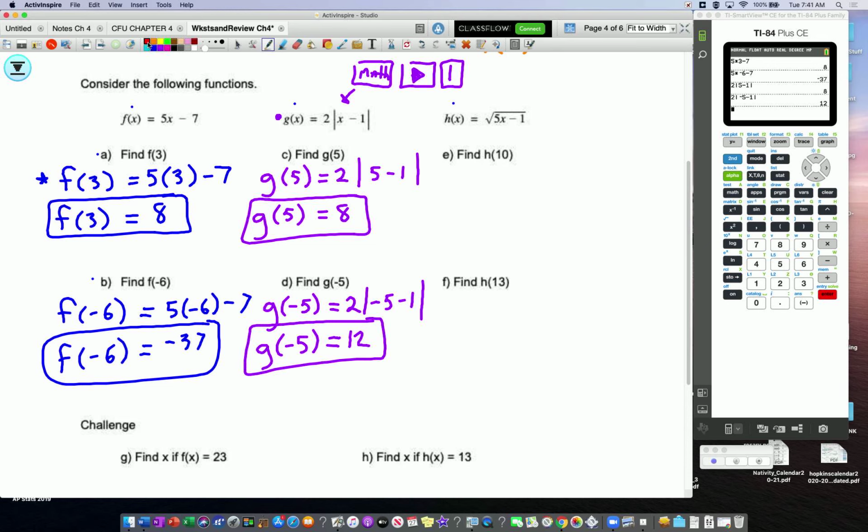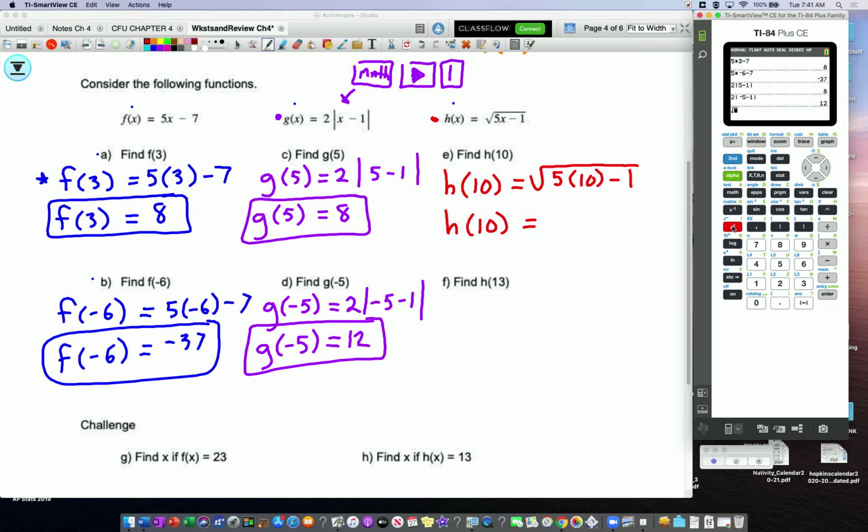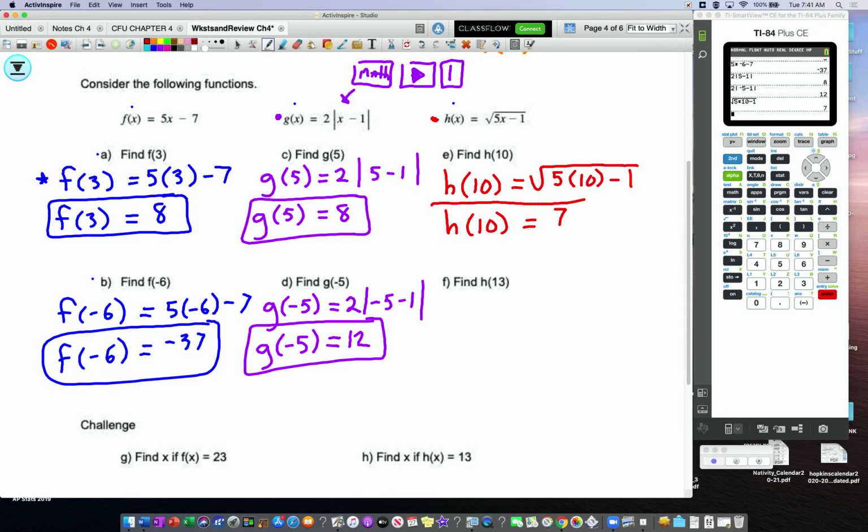All right, the third function given to you is h of x equals the square root of 5x minus 1. So I'm asking to find h of 10. So again, I'm replacing the x with 10. So I get h of 10 equals, so I'm going square root 5 times 10, subtract 1, go ahead and hit enter, and lo and behold, we get 7.